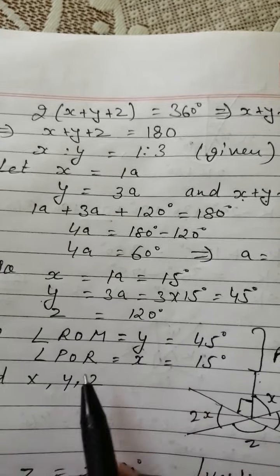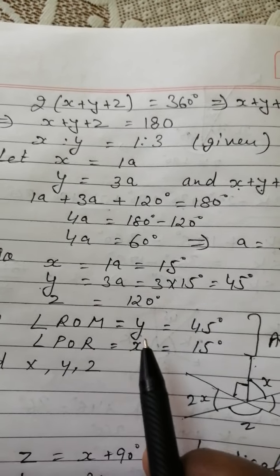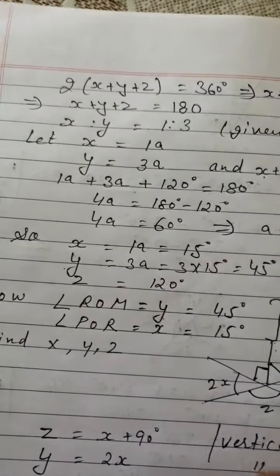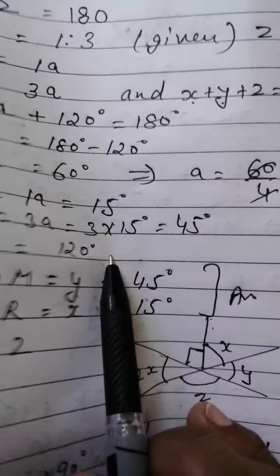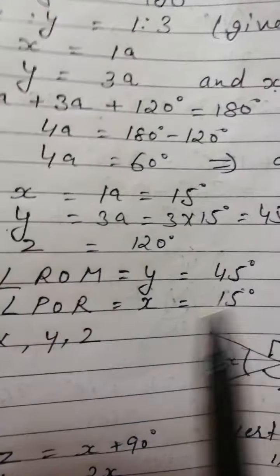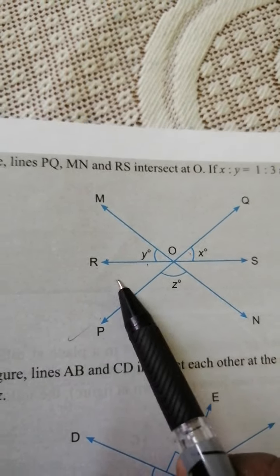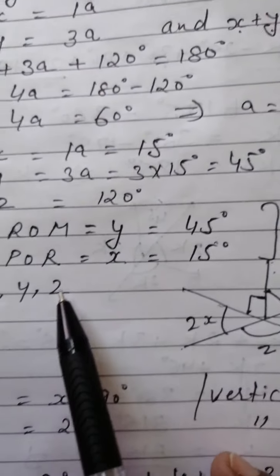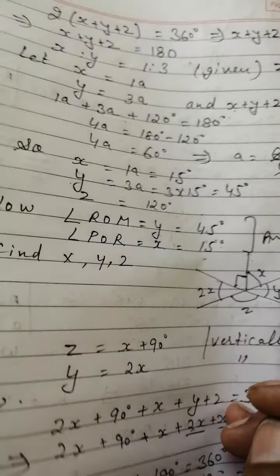Now you have all the angles. ROM is equal to y. In the figure you can see ROM is equal to y, and the value of y is 45 degrees. POR is equal to x. You can see POR is in front of this x, and the value of x is 15 degrees. These two are the answers.